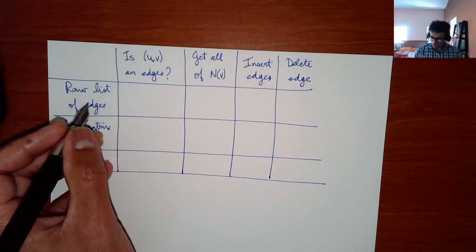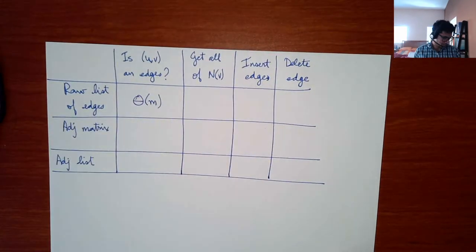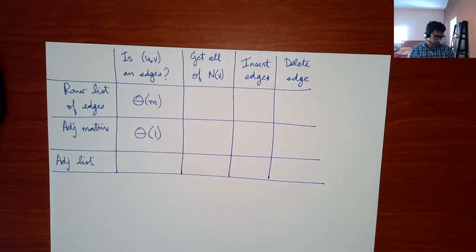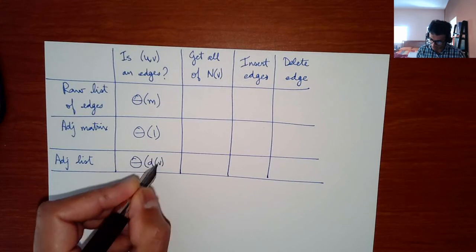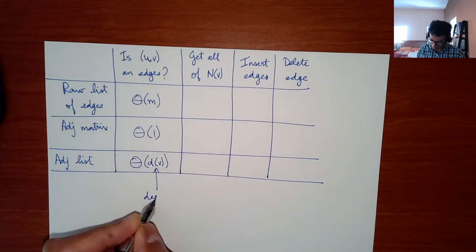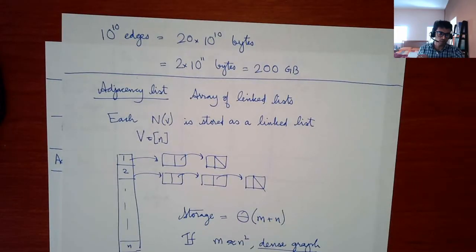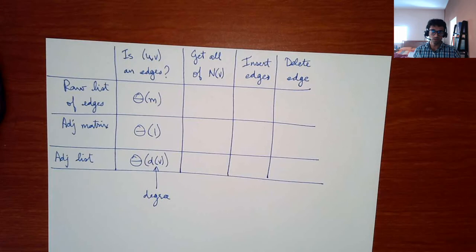So in the raw list of edges, if you want to look up an edge, you basically just have to traverse the entire list. In the adjacency matrix, this is actually very efficient. That's one of the benefits of having an adjacency matrix. The adjacency list gives something in between. So I'm going to parameterize it differently. I'm going to say it's O of theta of dv, where this is the degree. What I mean is it's the length of the list. So you just have to look at all of its neighbors. You don't have to look at all the edges. This is a huge difference in practice, whether you have to look at all the edges or you just look at all the neighbors.